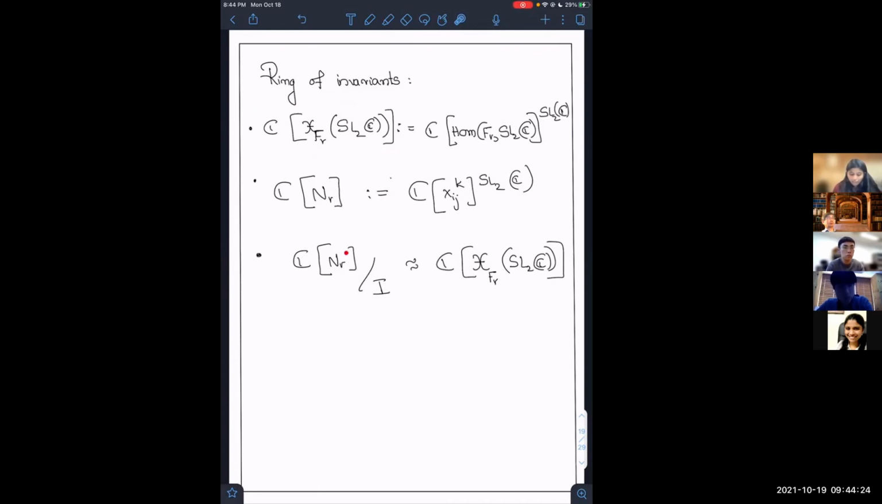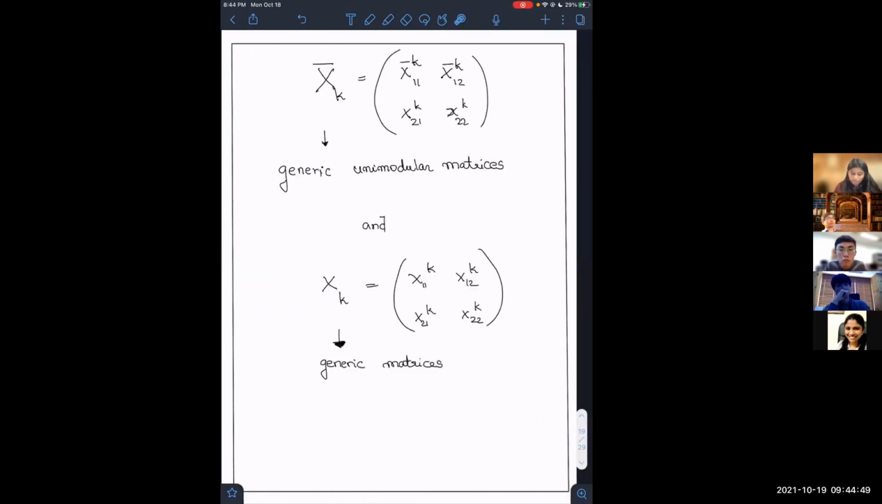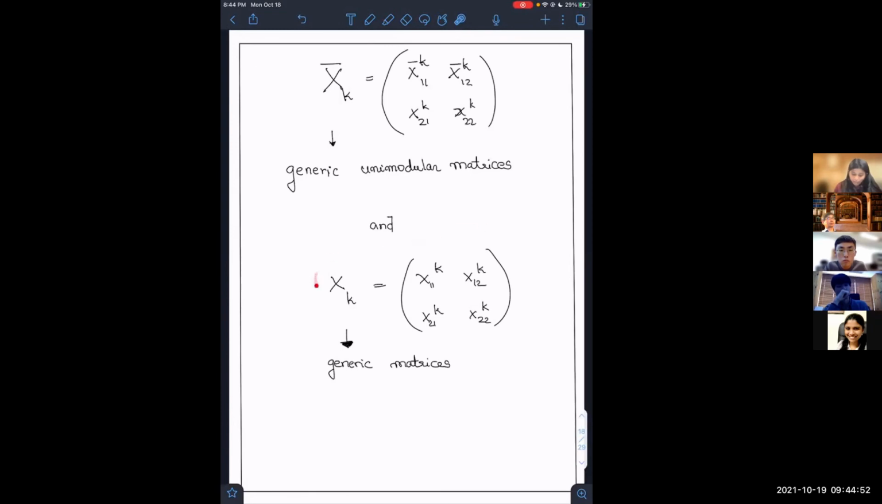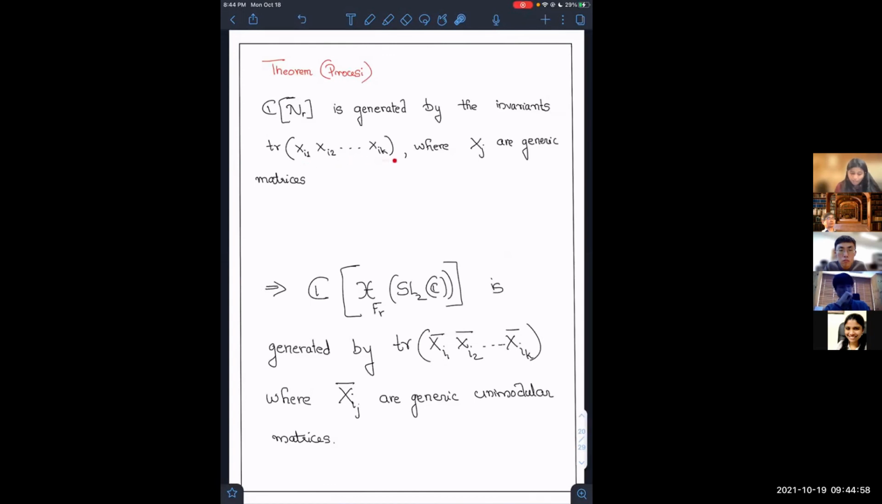So this ring is closely related to the ring of invariants that we are interested in. There is a theorem by Procesi which tells us that this ring of invariants in the polynomial ring can be generated by the traces of products of the generic matrices. So if we take the products of these X_k's, the traces of all of them will generate the invariant ring.